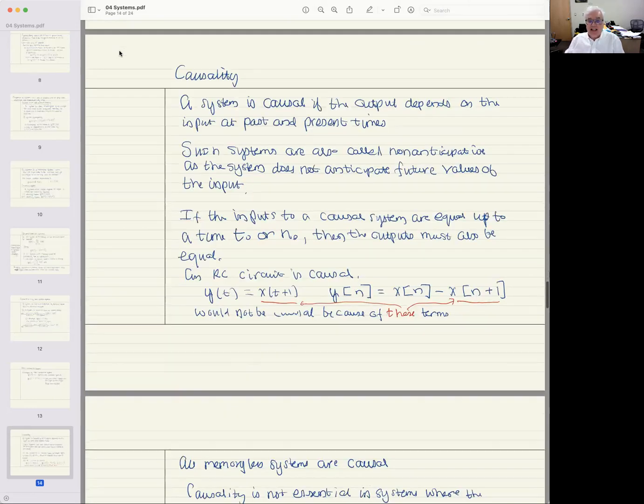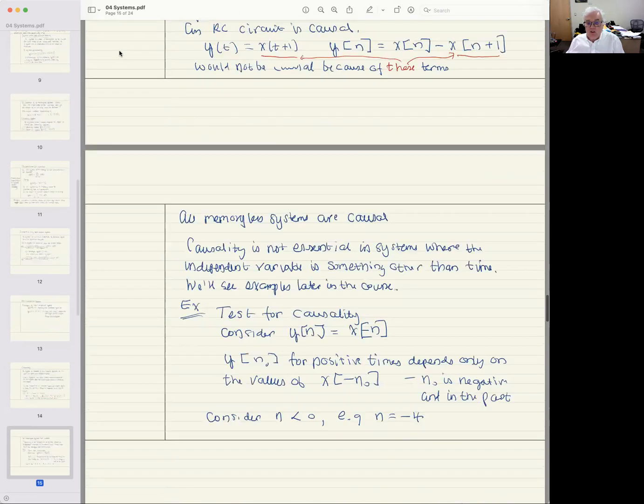Next, we look at causality. Basically a system is causal if its output only depends on input from the past and the present. We also call such systems non-anticipative because they don't anticipate future values. An RC circuit is causal, for instance, and I diagram at the bottom of the page an example of some things that aren't causal because they use values from the future. All memoryless systems are also causal.